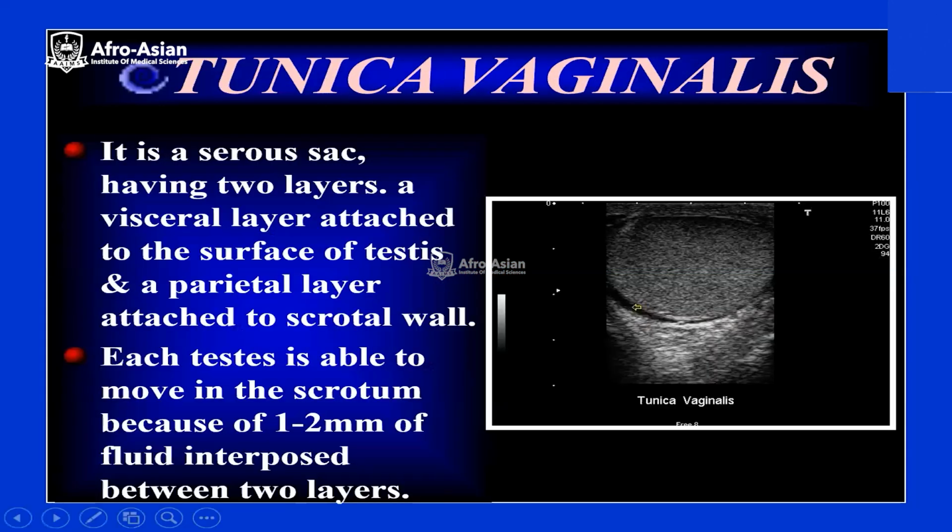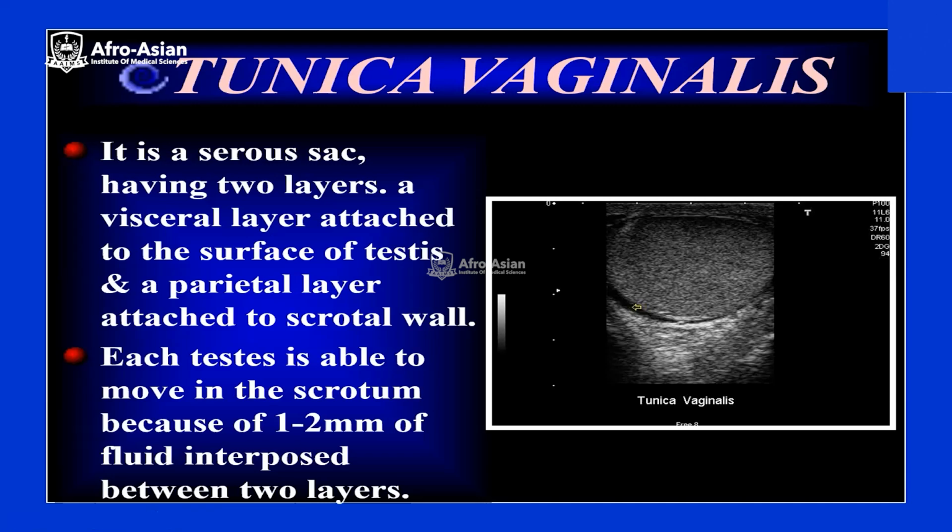Tunica vaginalis is a serous sac having two layers, a visceral layer attached to the surface of the testes. This is the inner side. Visceral layer attached to the surface of the testes and a parietal layer attached to the scrotal wall on this side.